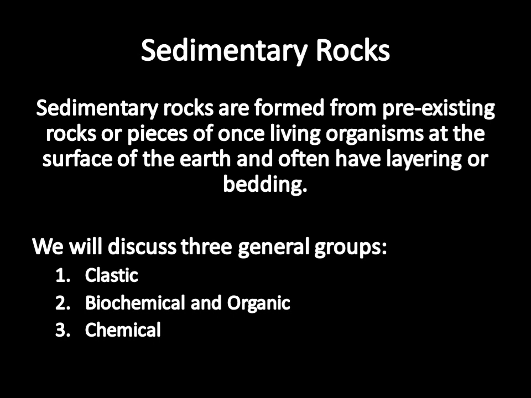Today, we will discuss the sedimentary rocks in three groups. We will first review the clastic sedimentary rocks. We will then review biochemical and organic sedimentary rocks. And we will finish with our chemical sedimentary rocks.